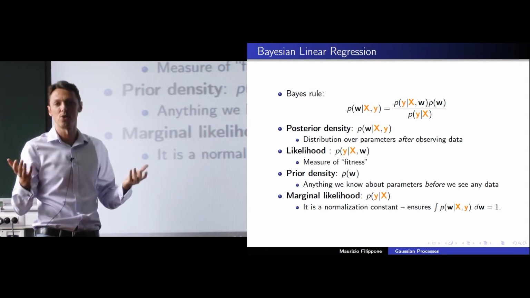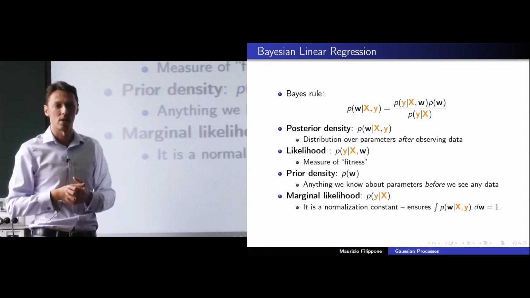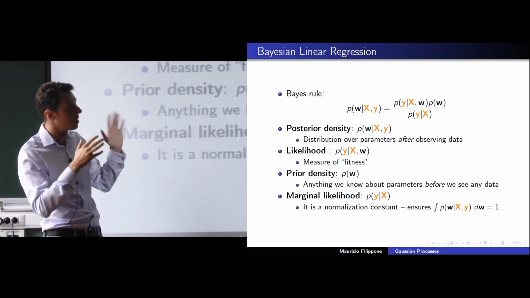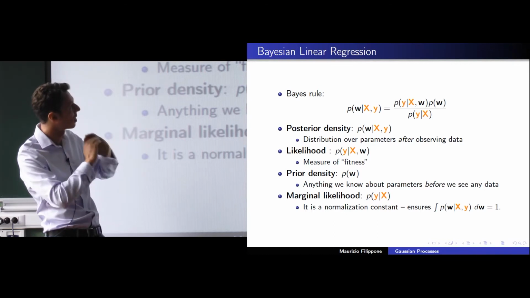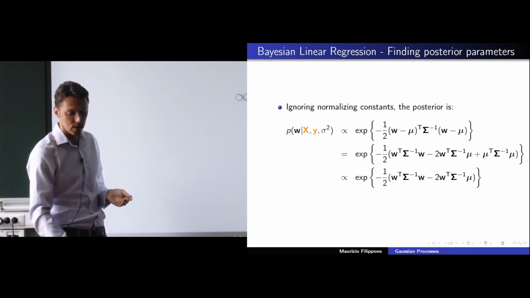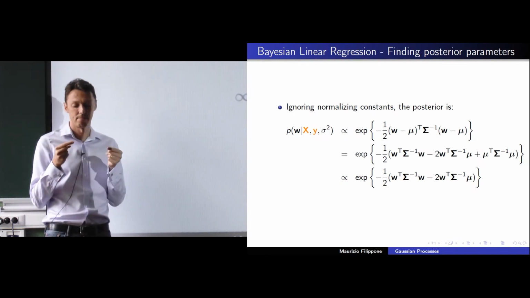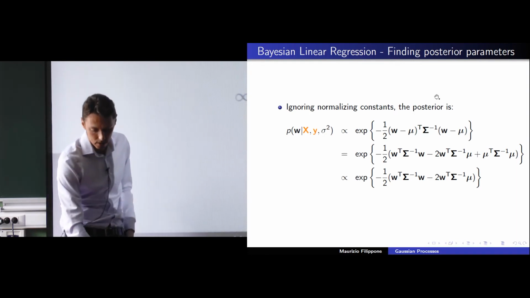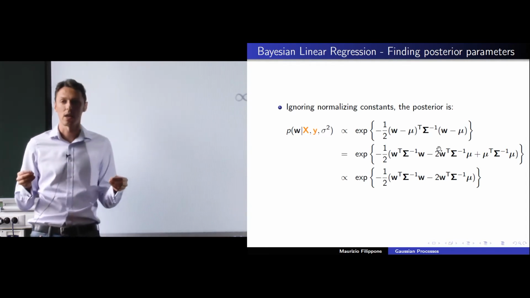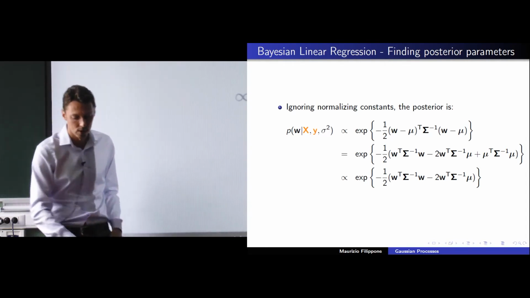And of course, conjugacy is also between other pairs of distributions. But here, everything is Gaussian. So Gaussian prior, Gaussian posterior. So that means that what we can do is simply to multiply the prior and the likelihood. First of all, the form that we will get for the posterior is going to be Gaussian. So we're going to have a mean and a covariance, mu and sigma.